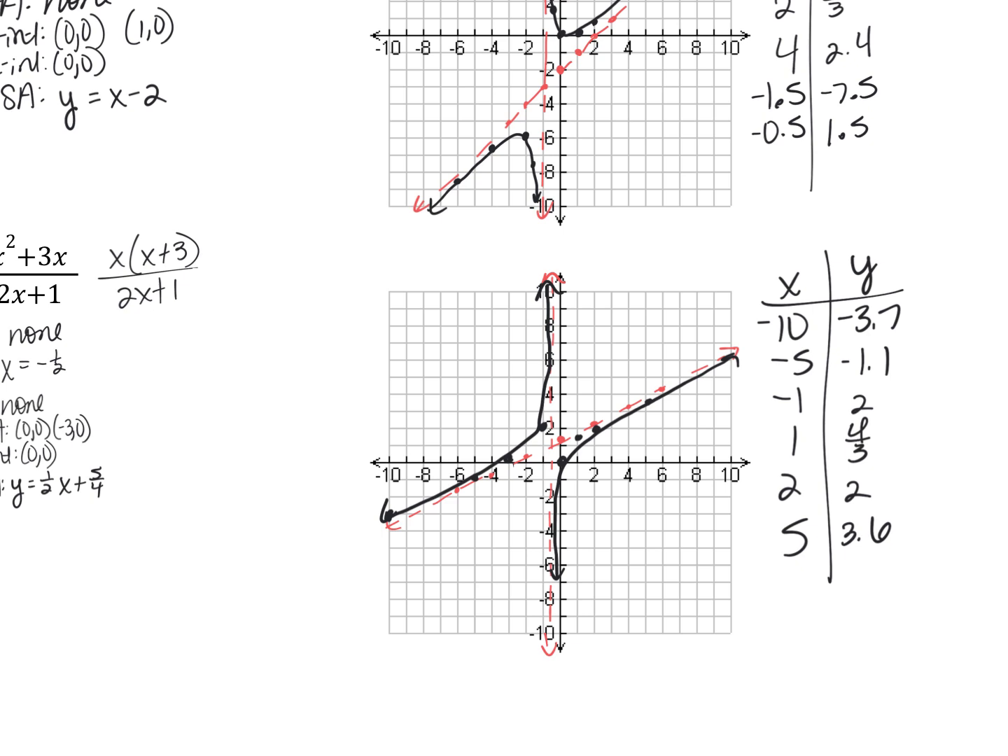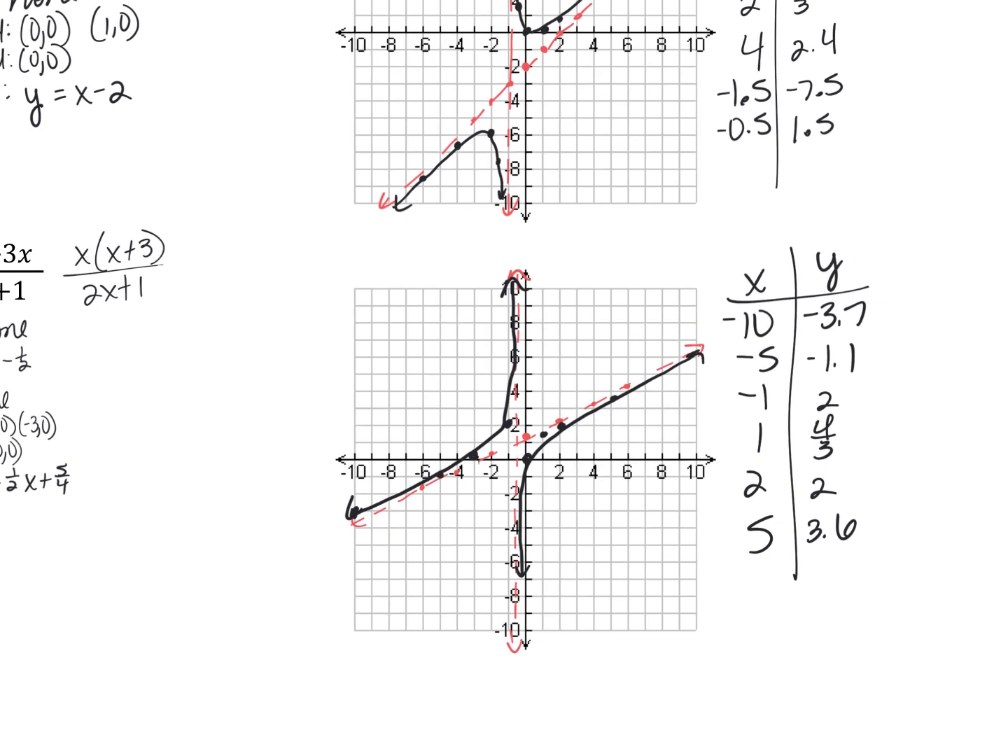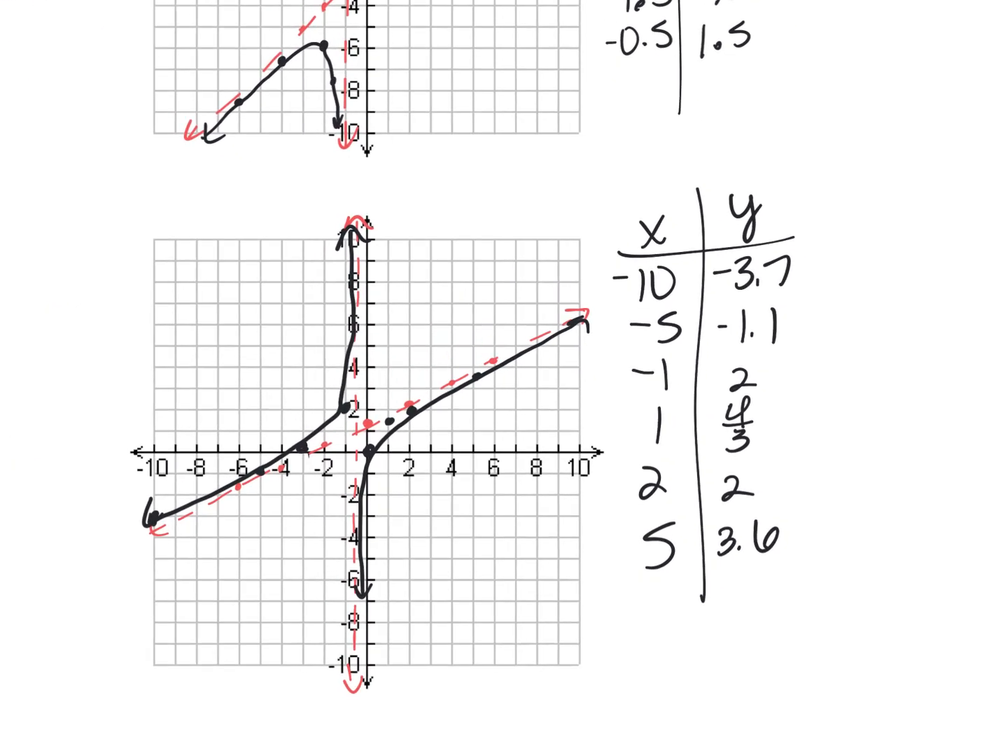Kind of cool. Say you're taking a quiz or a test and you completely forget all of these rules. When in doubt, pick a ton of points. You could literally pick every single point between -10 and 10 and see what you get and make a table, and you should be able to get an idea of what the graph will look like.